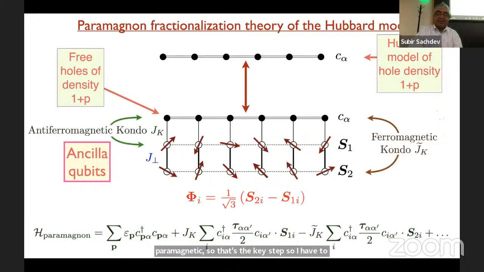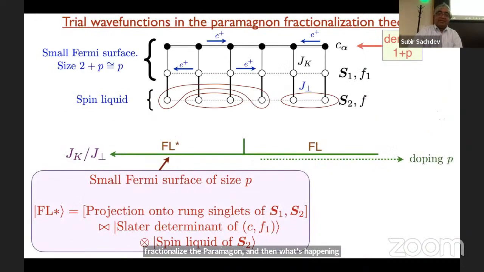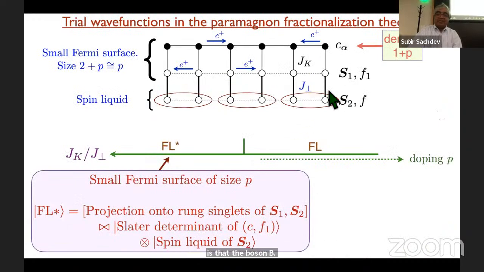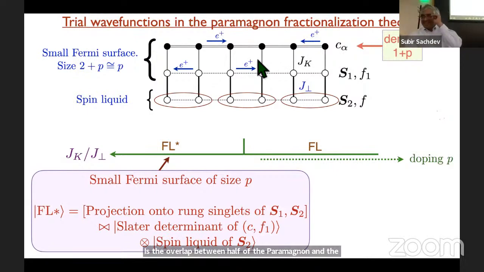The boson B is the overlap between half of the paramagnon and the electron. That's, I think, the correct physical way to say it at large U. It's the composite of the electron and half a paramagnon, rather than an electron which splits into a holon and a spinon. The quantum numbers are the same, but the physically correct description, I would say, is that it's a composite of an electron and half a paramagnon.